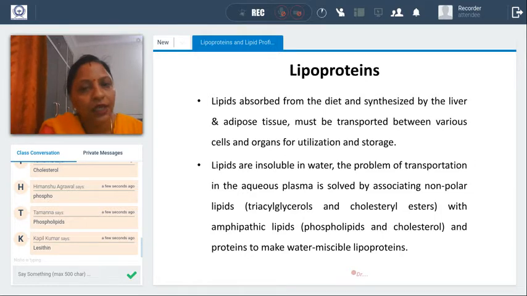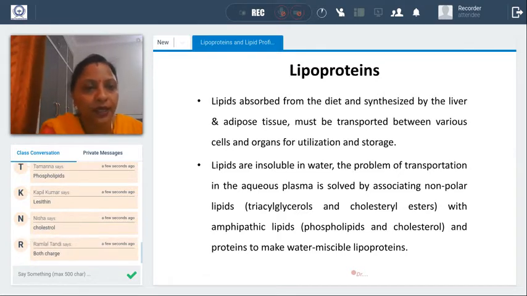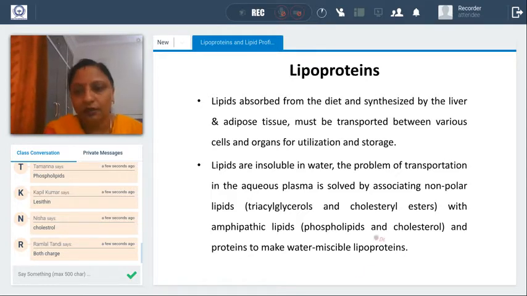So lipids are insoluble in water, and the problem of transportation in the aqueous plasma is solved by associating non-polar lipids like triacylglycerol and cholesterol esters with amphipathic lipids. Please take care of these two words, cholesterol esters and cholesterol. So here it is triacylglycerol with cholesterol esters and with amphipathic lipids, phospholipids and cholesterol and the proteins to make water-miscible lipoproteins.